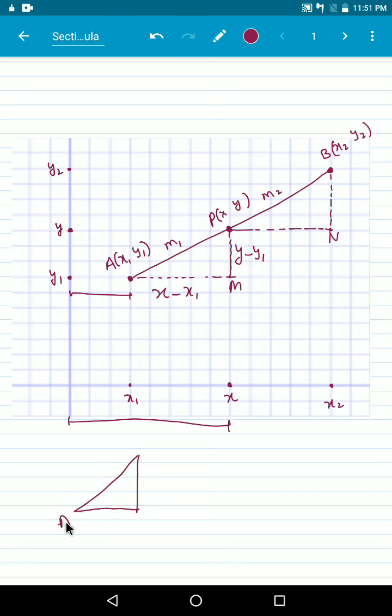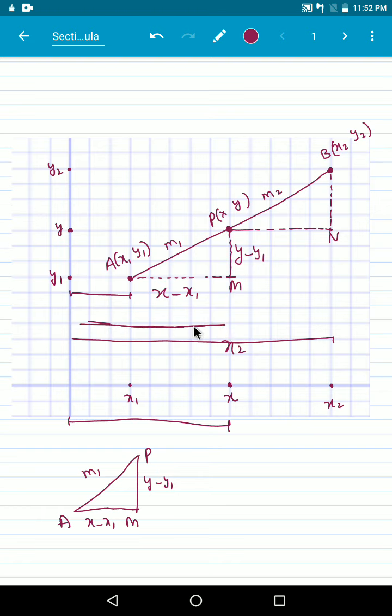This is A, M, and this is P. This is the M1 ratio, x minus x1, and this is y minus y1. Now similarly, this PN will be equal to how much? See, the complete thing is x2. From here to here it is x2, minus this part, which is x. So this one is x2 minus x1. Similarly here, this is x2 minus x, and here y2 minus y will come, this BN.